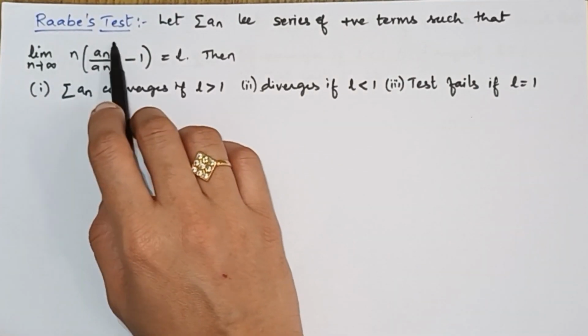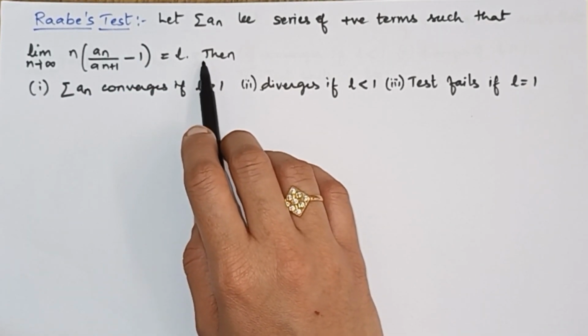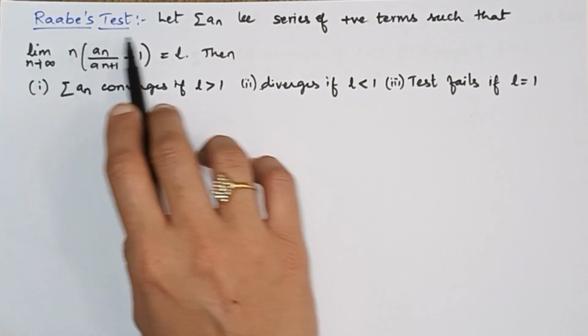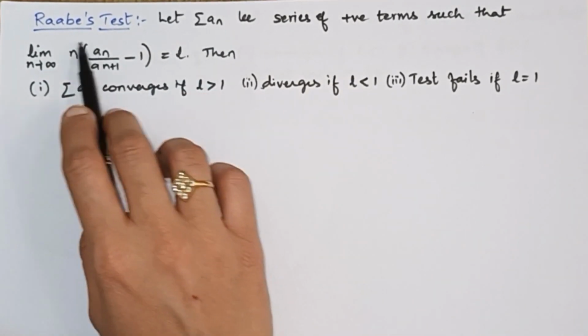Next test is Raabe's test. Most of the time, when D'Alembert's test fails, in that case we go with the Raabe's test. Here, take a series of positive terms and you have to find this value.